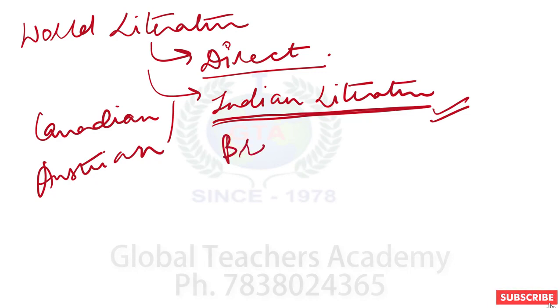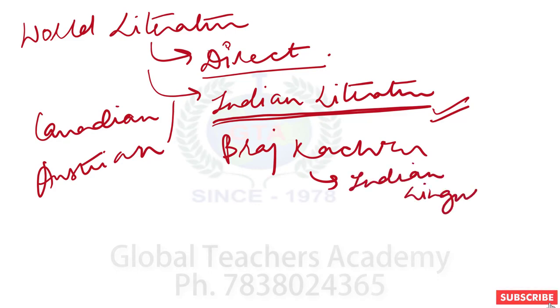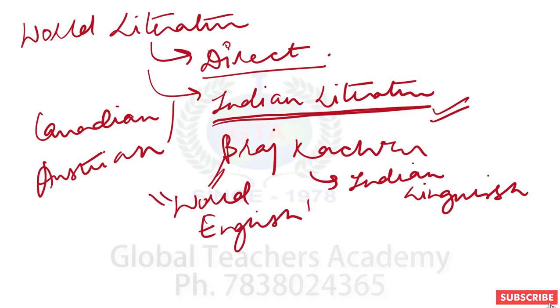There was a question on Braj Kachru as well, right? Who's an Indian linguist, and he's by the way given the word world English. He's coined this word called world English, right? Then there were direct questions on Indian literature, and when I was discussing with you the questions on British literature, I told you the category of poets or the characterization of poets were often asked. So here also they asked you about the fireside poets.